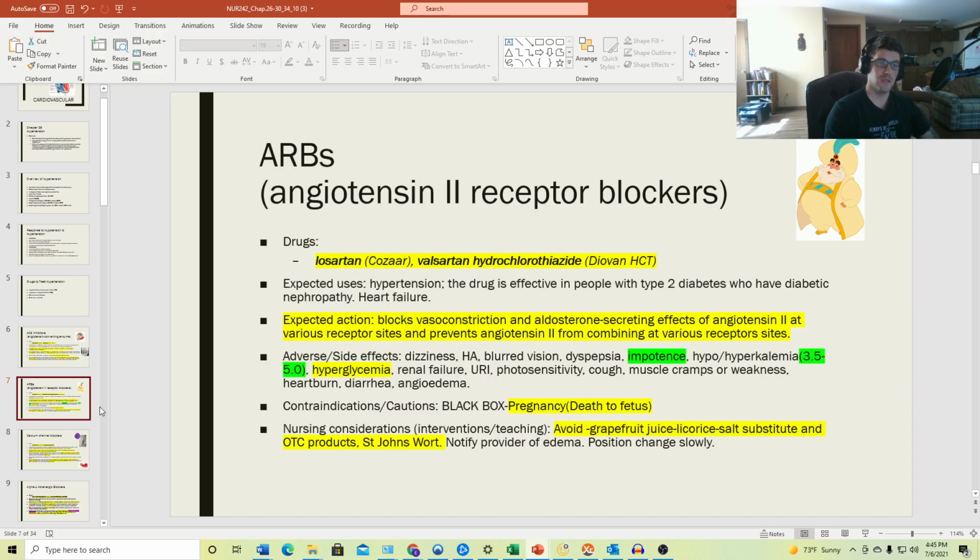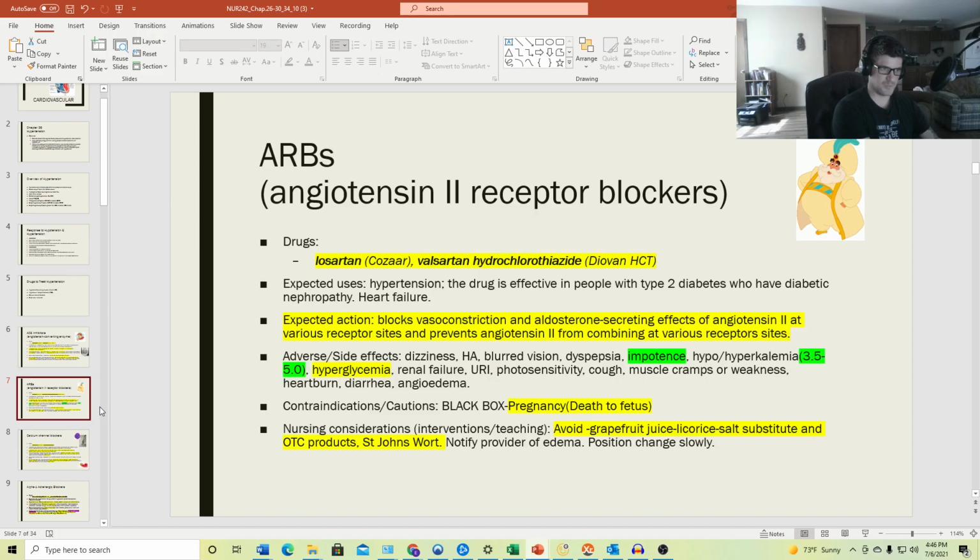Again, adverse side effects of the ARBs are dizziness, headache, blurred vision, dyspepsia, impotence, hypo and hyperkalemia, which is 3.5 to 5.0, hyperglycemia, renal failure, URI. I don't remember what she said that was for. I'll have to look that up for the next video. Photosensitivity, cough, muscle cramps or weakness, heartburn, diarrhea, angioedema.